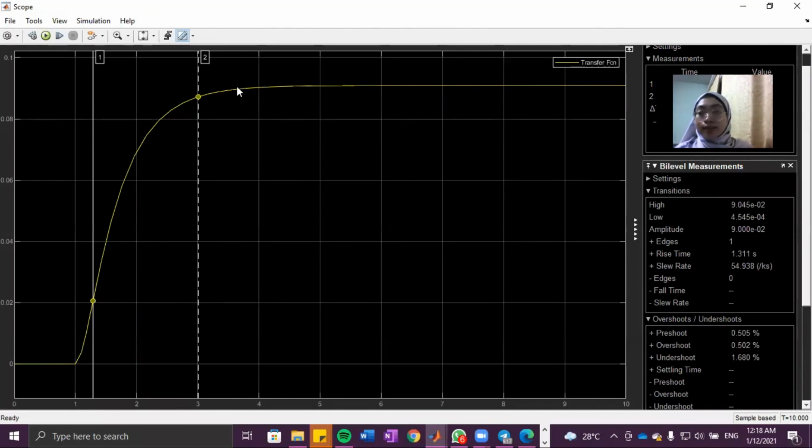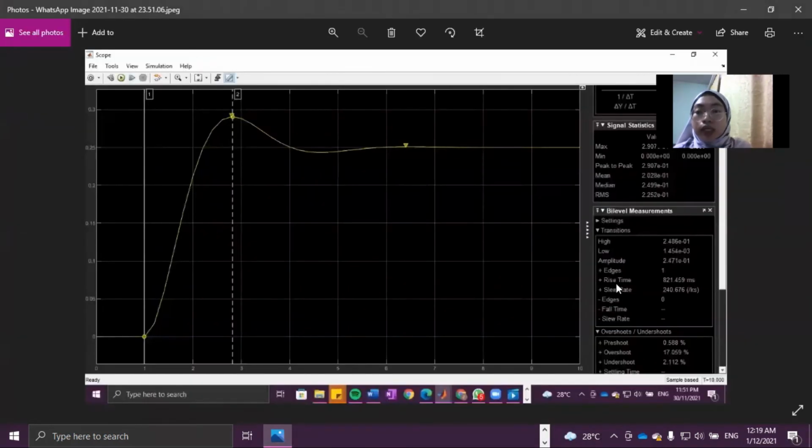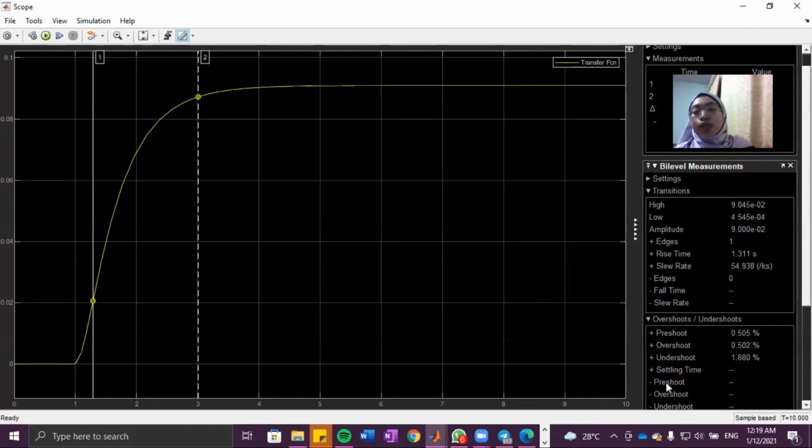So this is my second system, by the way. So we can actually compare the other characteristics. Okay, from here we can see that for the second system, my rise time is 1.3 seconds, and for my first system that I got earlier it is 8 to 1.45 milliseconds. Okay, and we can also compare other characteristics, for example, overshoot and so on.